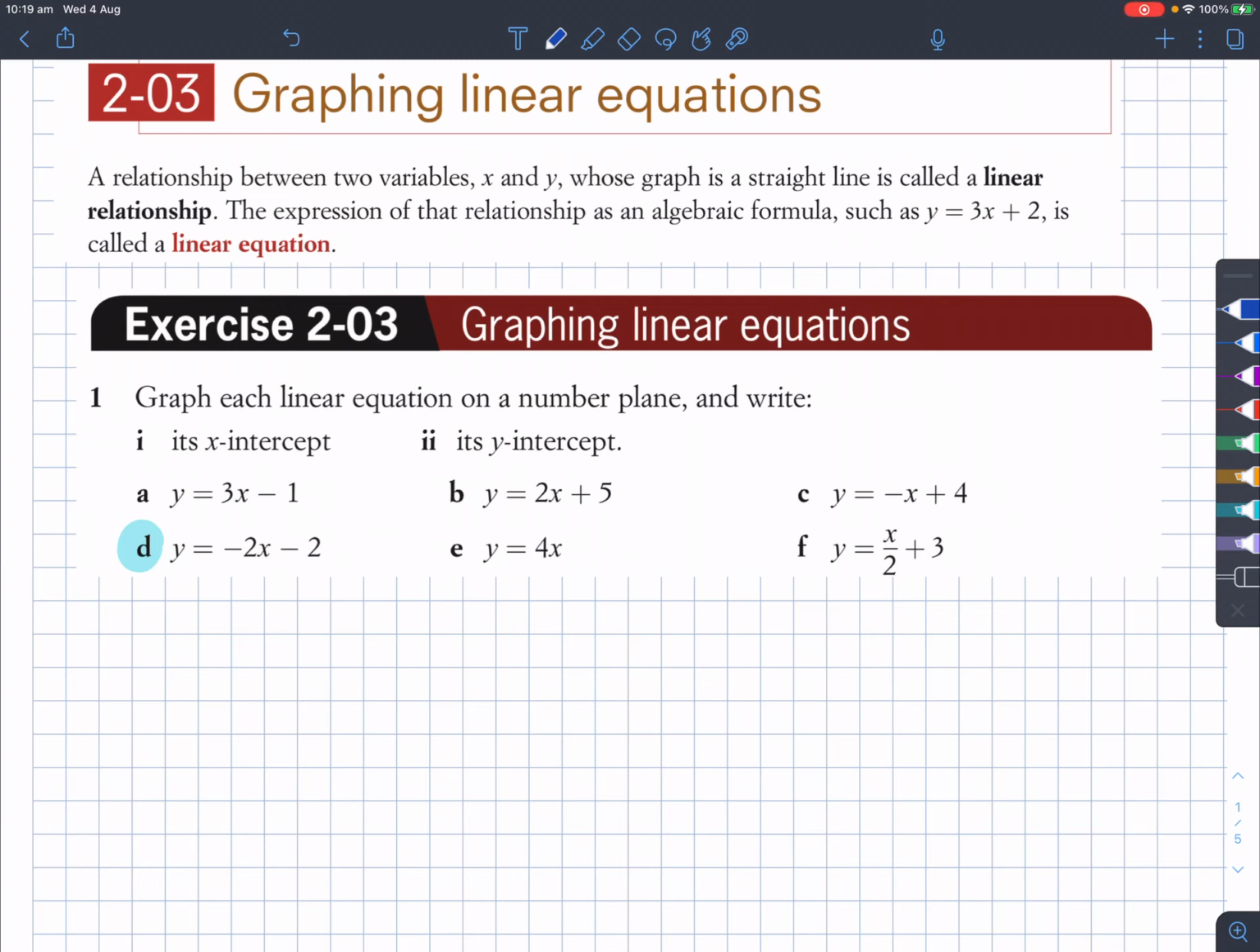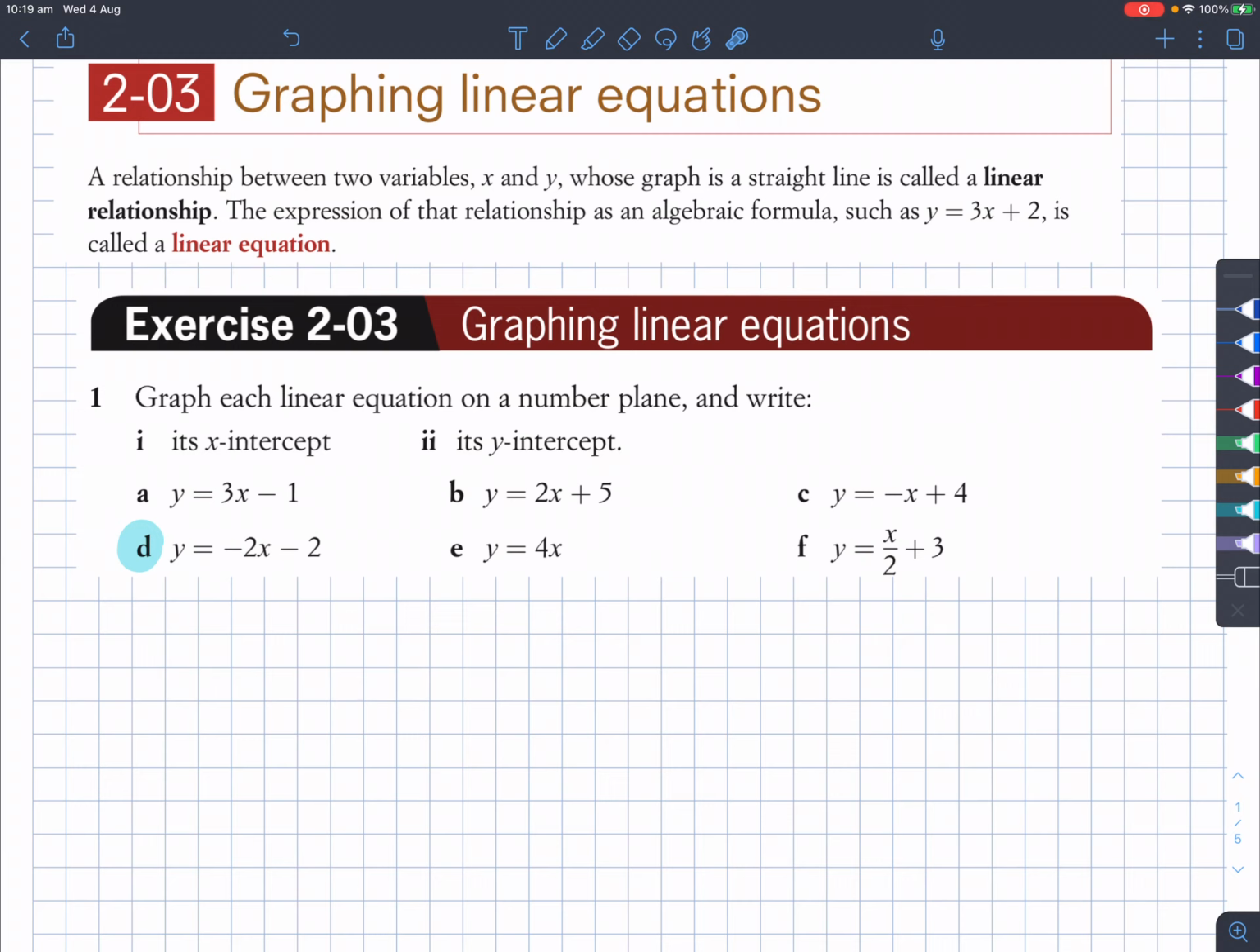This was a topic that we actually explored last year, and it was all about graphing lines by using a table of values and identifying what those equations are and so forth. So let's just have a read for a start. A relationship between two variables, x and y, whose graph is a straight line is called a linear relationship. The expression of that relationship is an algebraic formula such as y equals 3x plus 2, and that's called a linear equation. So these are all about lines.